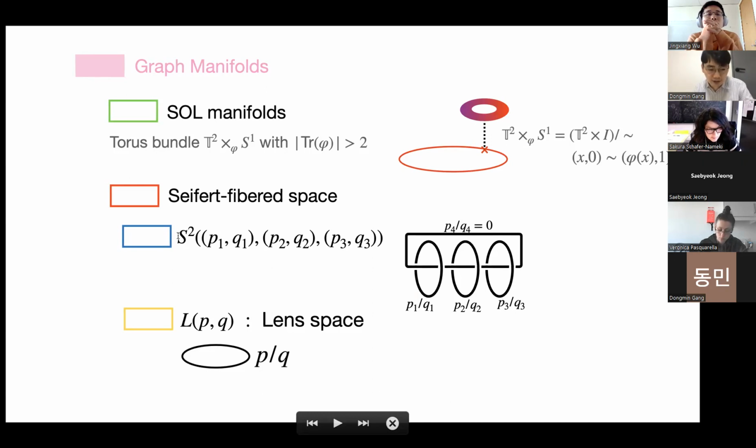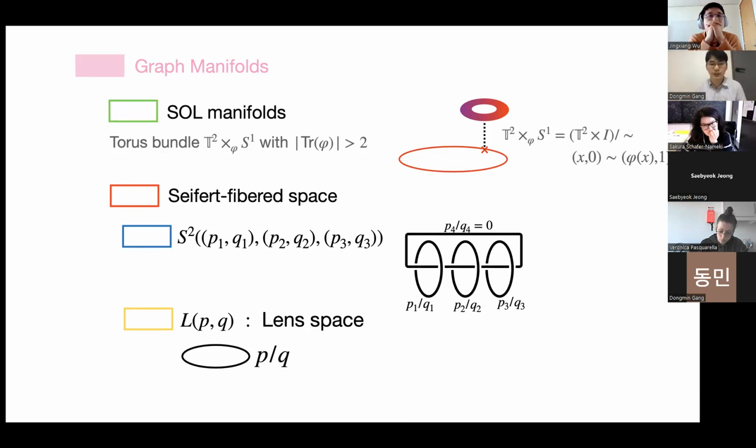And the three-fibered Seifert space is labeled by three coprime numbers, and it has this kind of Dehn surgery description. I will skip the more detailed description of this three-manifold. Anyway, this three-manifold is labeled by three coprime numbers, and it has a nice Dehn surgery representation using this type of picture. And the lens space L(p,q), in the Dehn surgery description, can be regarded as this one. And these are the graph manifolds we will study in this talk.